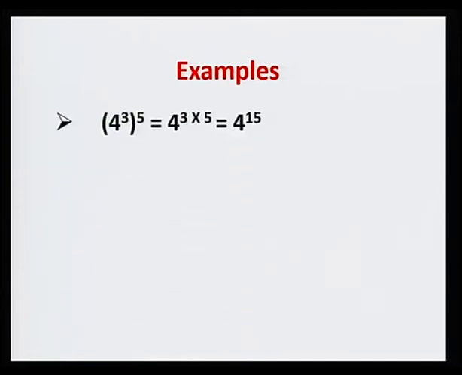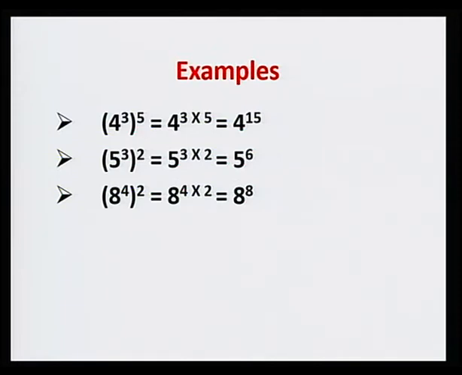4 raised to the power of 3 to the power of 5 is equal to 4 raised to the power of 3 times 5, equal to 4 raised to the power of 15. Here we have the powers as 3 and 2. While multiplying 3 and 2, we have 6. So 5 power 6. In the third example, 8 to the power of 4 raised to the power of 2 equals 8 raised to the power of 4 times 2, which is 8 raised to the power of 8. 7 raised to the power of 5 raised to the power of 4 equals 7 raised to the power of 20. That is, 5 times 4 is 20.